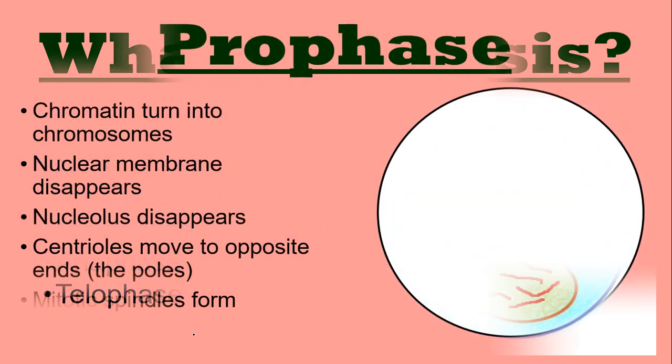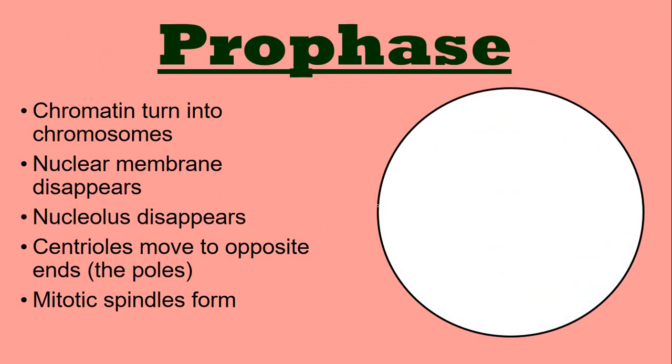All right, so let's talk about the first phase. So the first thing that happens during prophase is the chromatin turns into chromosomes. The nuclear membrane disappears. The nucleolus disappears. The centrioles move to the opposite ends or the poles, and mitotic spindle fibers form. So how it looks, I've got this dotted circle here. This represents the nuclear membrane disappearing.